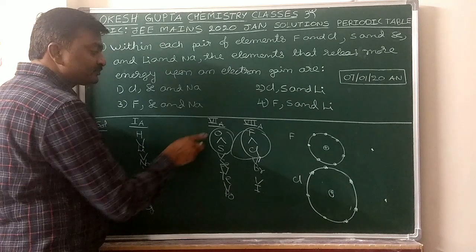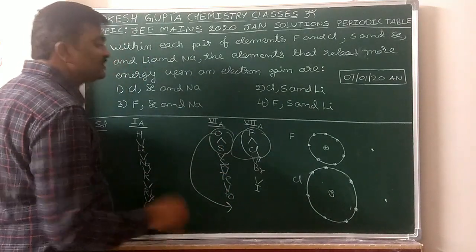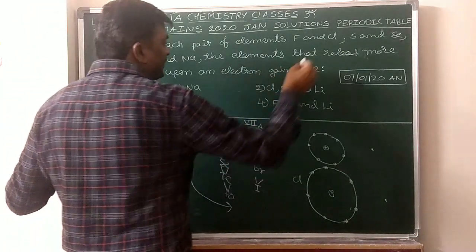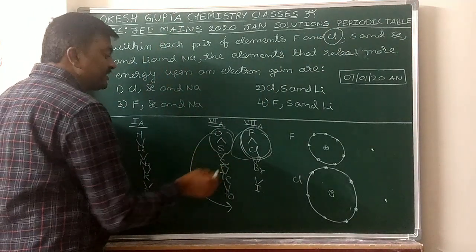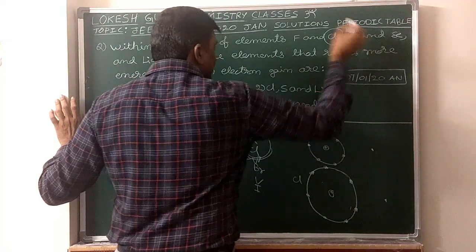In the case of oxygen, it is less than that of all the elements. So now, between fluorine and chlorine, electron gain enthalpy is highest for chlorine. Between sulfur and selenium, electron gain enthalpy is more for sulfur.